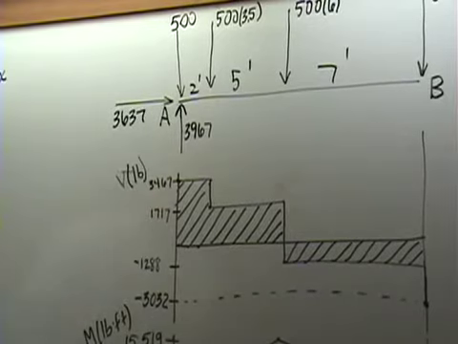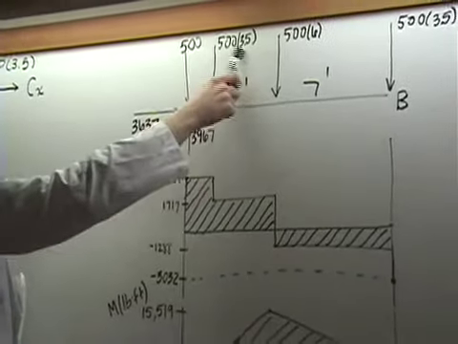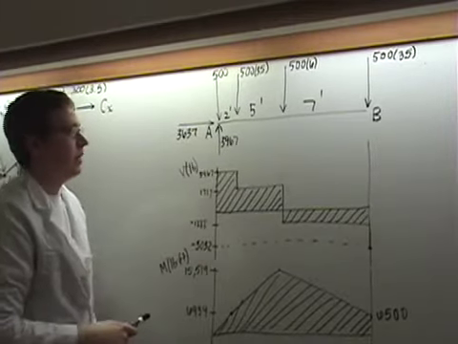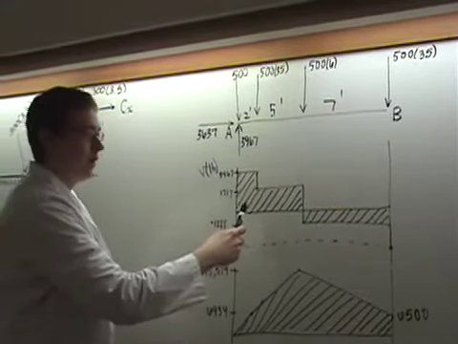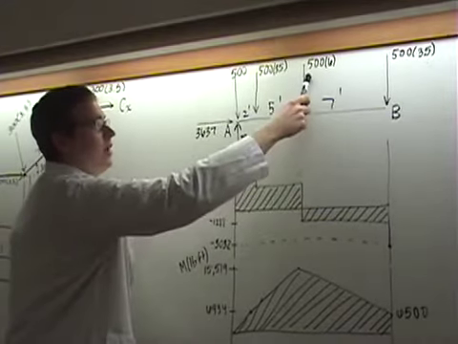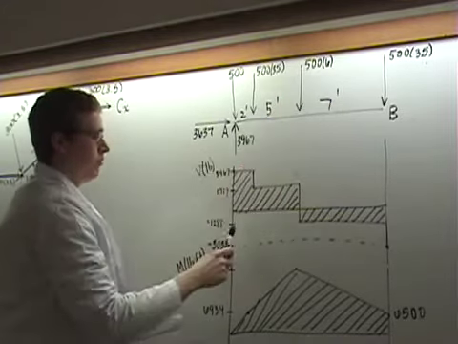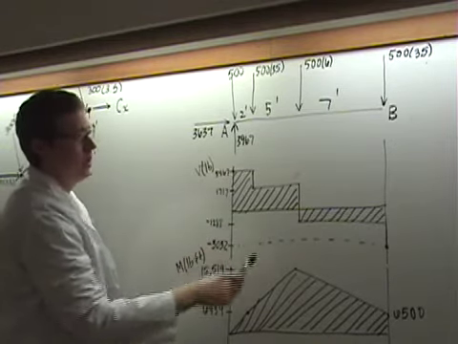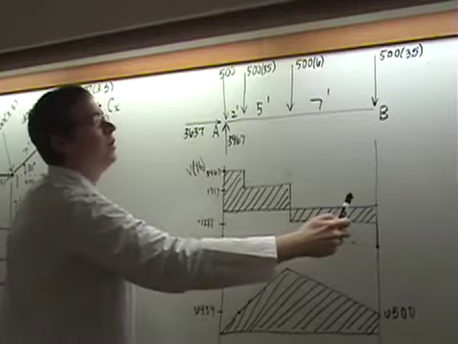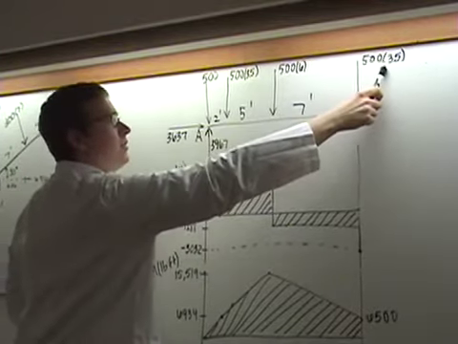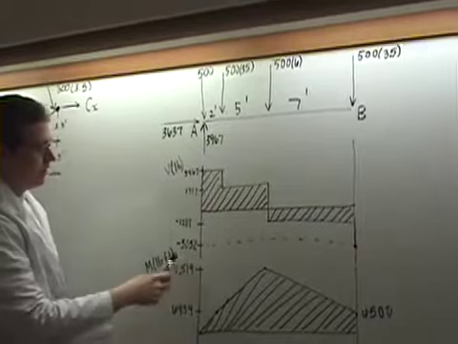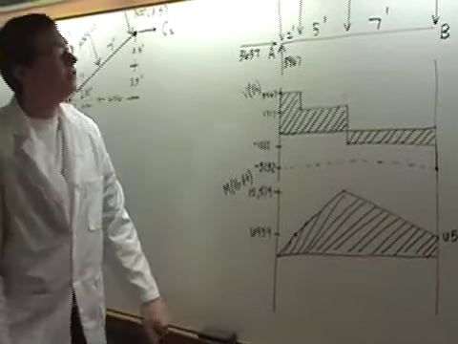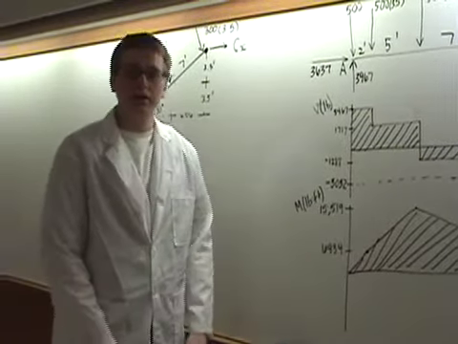Moving over 2 feet, we go down a magnitude of 500 times 3.5 pounds, resulting in 1,717 pounds, 2 feet from A. Moving over again 5 feet, we go down another 500 times 6 pounds, resulting in negative 1,288 pounds. Again, moving over 7 feet, we go down another 500 times 3.5 pounds, resulting in negative 3,032 pounds. So now that the shear diagram has been found, we can find our moment diagram.